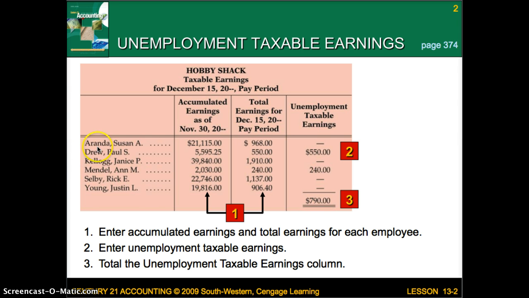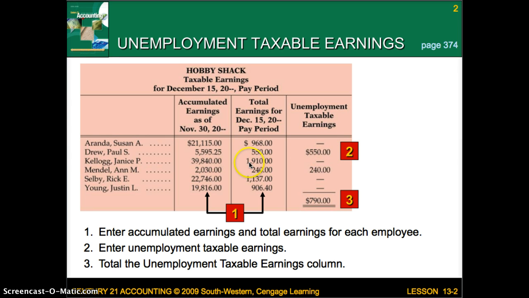So like for Susan Aranda right here, she has accumulated earnings as of November 30th of $21,115, and then her total earnings for that next pay period is $968. So you can see here that she is not getting taxed for unemployment because she's already made over $7,000. Okay, Paul here has made $5,525 as of November 30th. His total earnings are $550, and because this $550 when added to his accumulated earnings does not equal $7,000, he is going to be taxed on that entire $550.